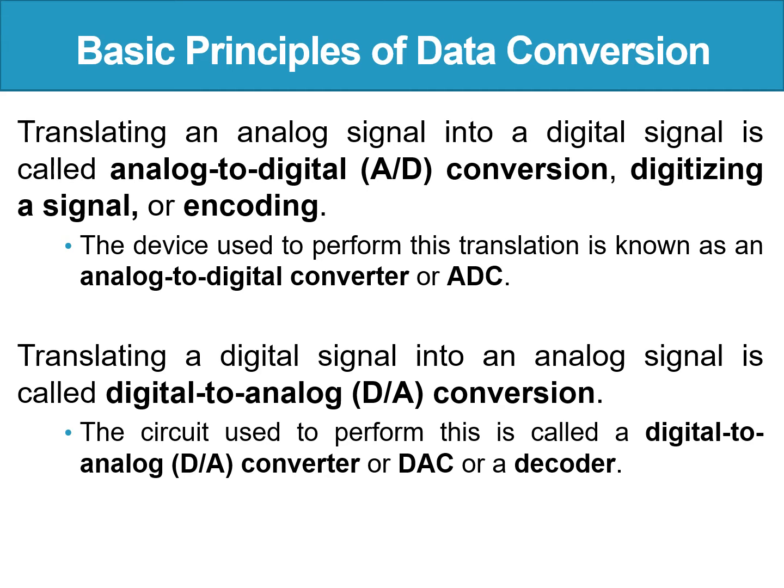For the basic principle of data conversion, translating an analog signal into a digital signal is called analog to digital conversion, digitizing a signal, or encoding. The device used to perform this translation is known as the ADC, and it happens at the transmitter. Translating a digital signal into an analog signal is called digital to analog conversion, and it is performed at the receiver.